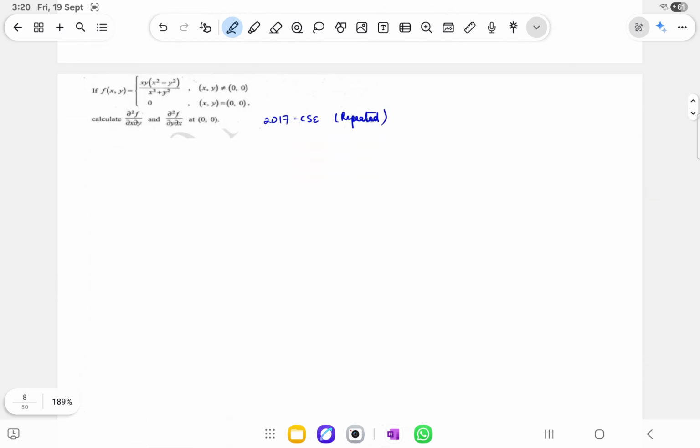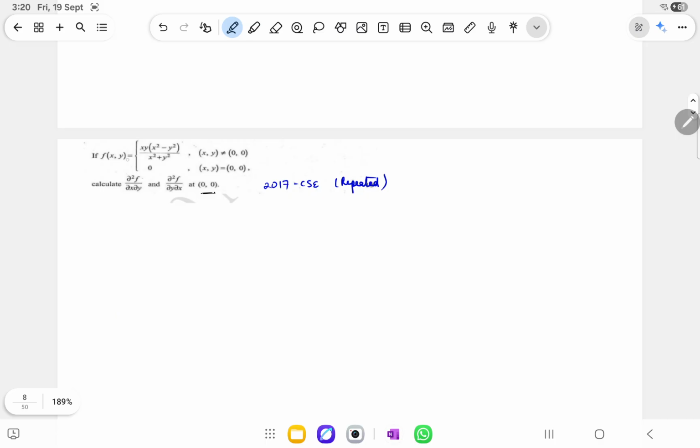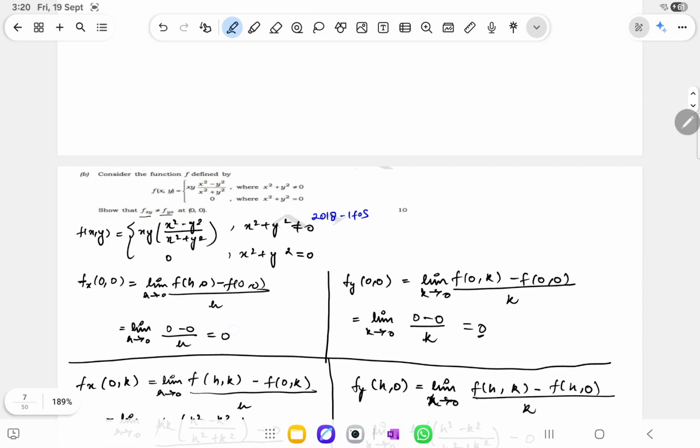So the next question says that they have given us a function f(x, y) as this, and we are supposed to calculate this at (0, 0). So this is the same question that we have done, both are the same questions.